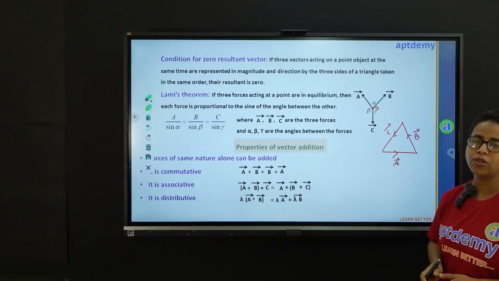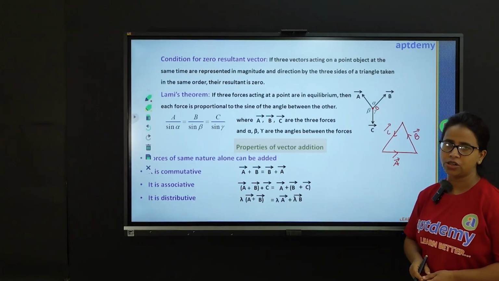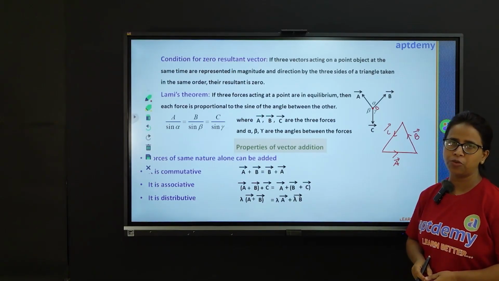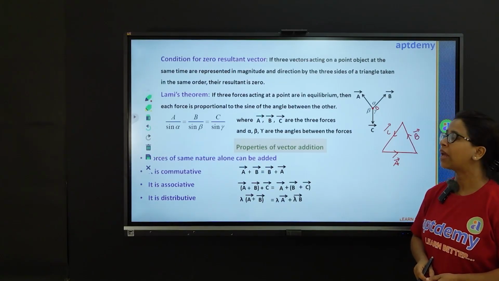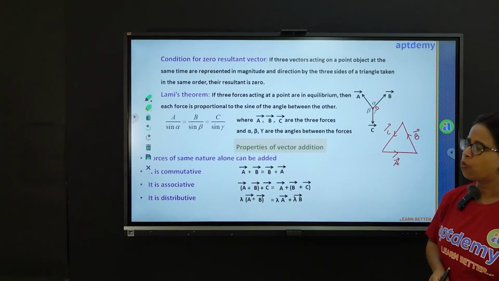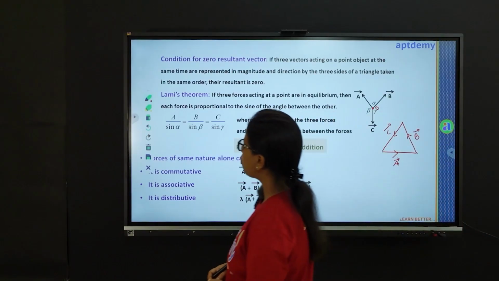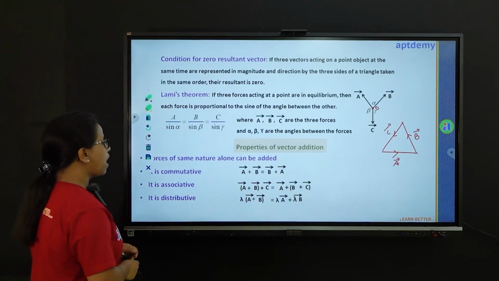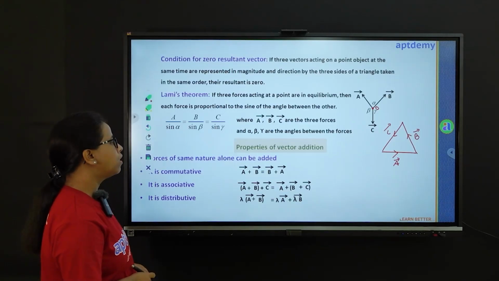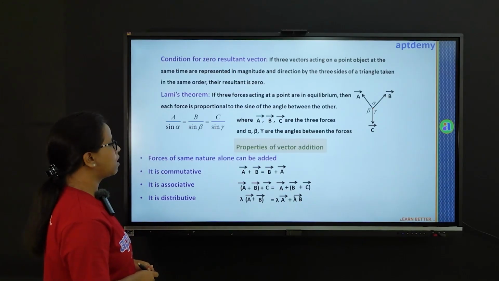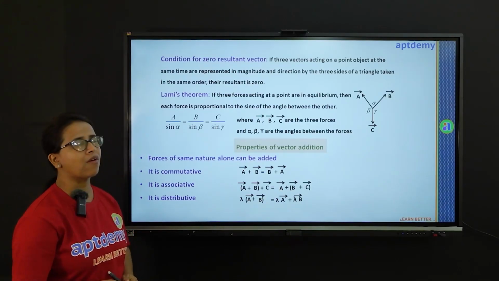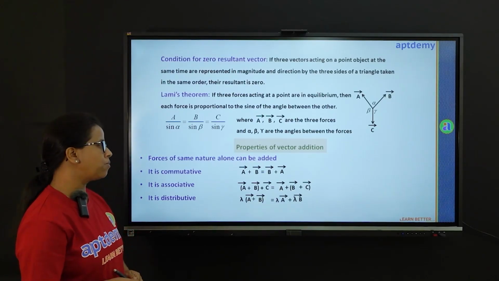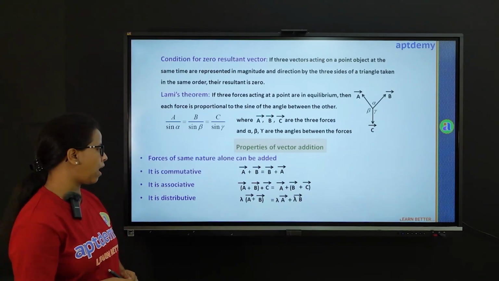Now talking about the properties of vector addition. The first most important property is that vectors of the same nature can only be added. What does this mean? If you have a force vector and a velocity vector, say, you cannot add them to get a resultant. Vectors have to be of the same nature. Only then can they be added.